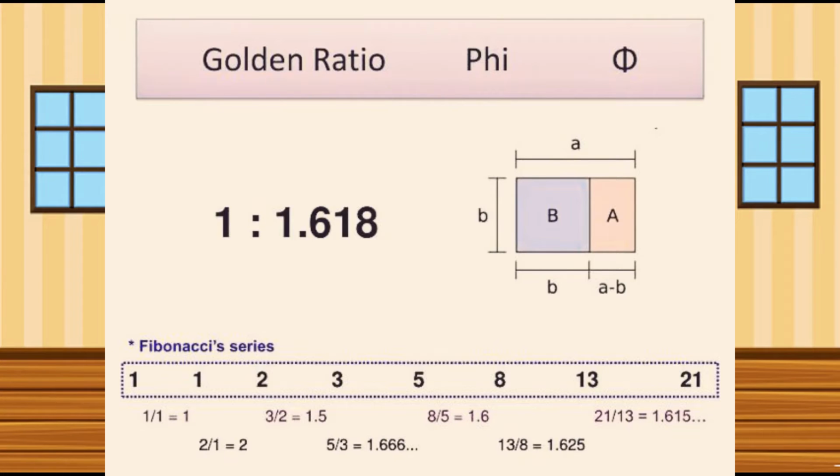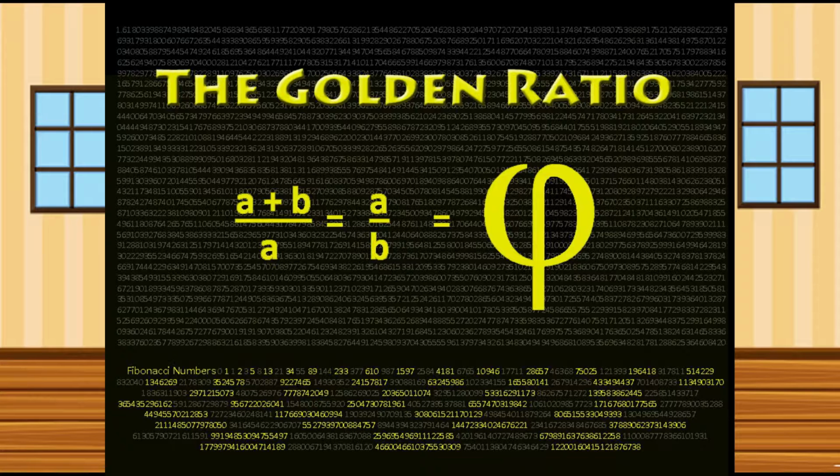How does this relate to the golden ratio? Well, the golden ratio is 1.618. That is its most simple form. And when dividing the Fibonacci numbers, the further down the list of Fibonacci numbers you go, you get closer to the true number of the golden ratio. This true number is called phi.